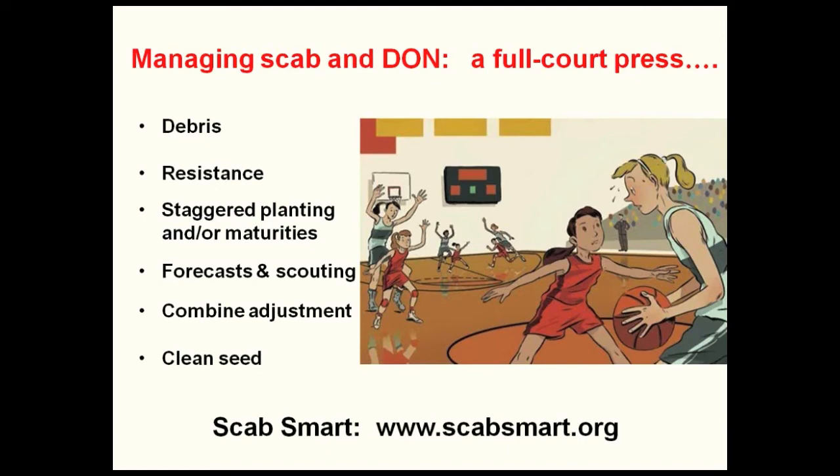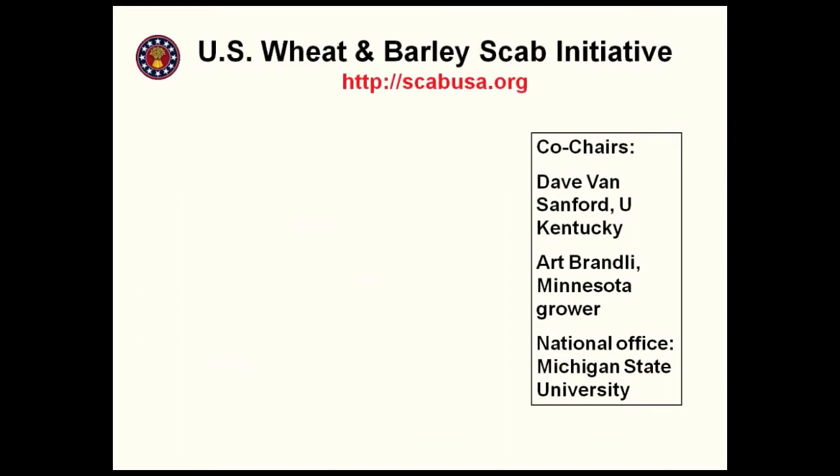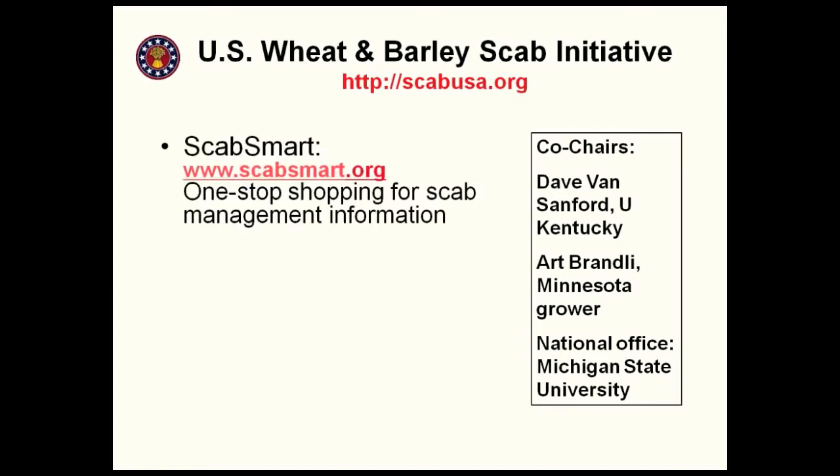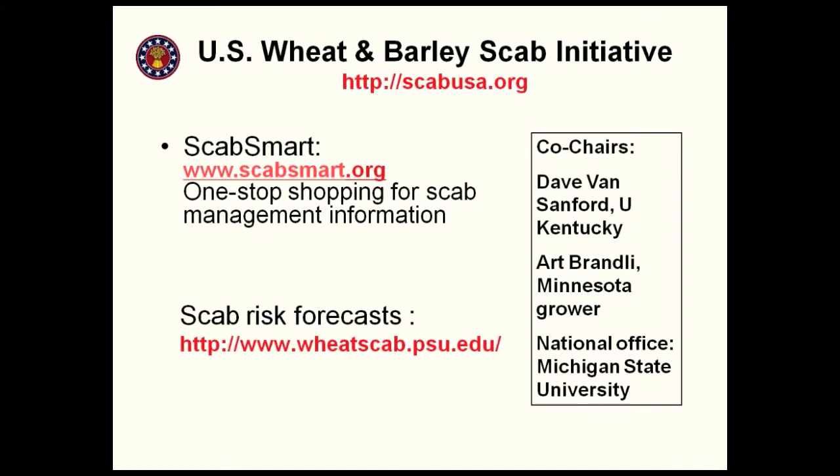All of these recommendations are discussed in more depth at a website called Scab Smart. So if you don't write this down, just remember Scab Smart. Google it. It's there. It's provided by the U.S. Wheat and Barley Scab Initiative, which is a federally funded USDA project since the great crises of the Great Plains of the 1990s, chaired by people in Kentucky and Minnesota. Its national office is at Michigan State. It produces these recommendations based on research-backed data, sort of one-stop shopping for your scab management needs.